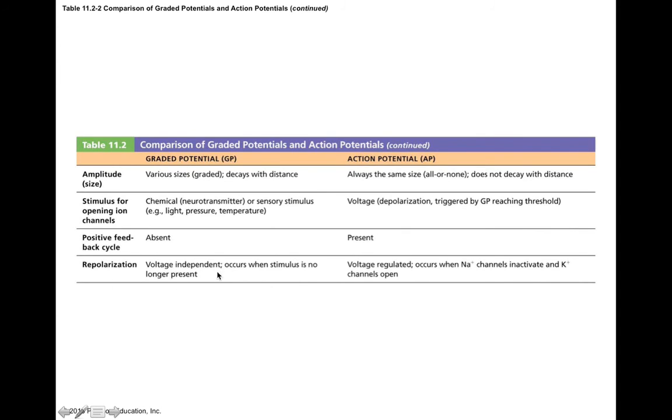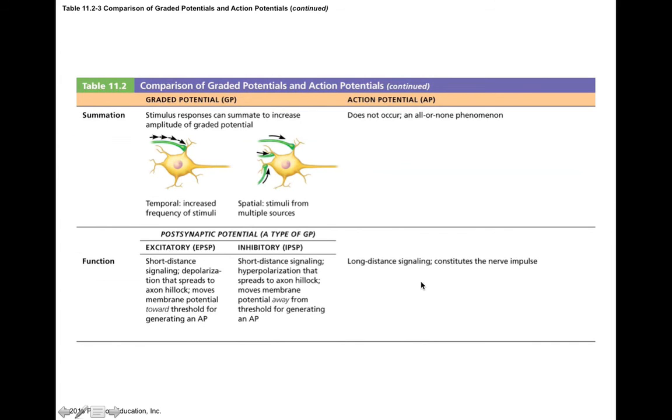Now, repolarization of graded potentials occurs when no stimulus is present, because these things get smaller over time and distance because of diffusion. Action potentials repolarize when the voltage-gated sodium channels close and the voltage-gated potassium channels open. So you need these voltage-gated potassium channels to repolarize the action potential. We see that graded potentials occur due to a stimulus from other neurons at a synapse, and it can occur either temporally or spatially.